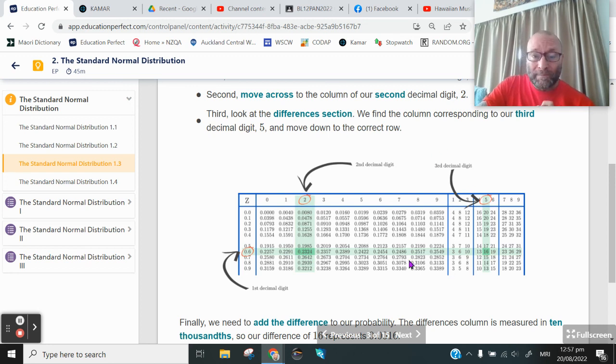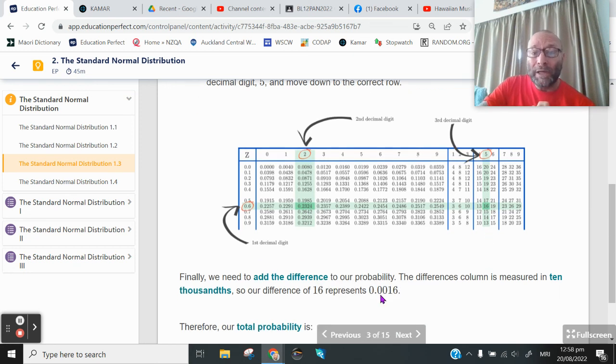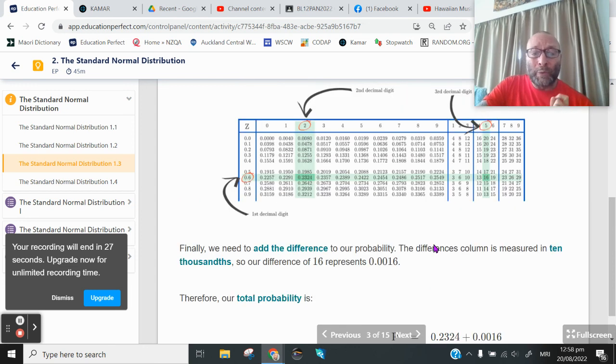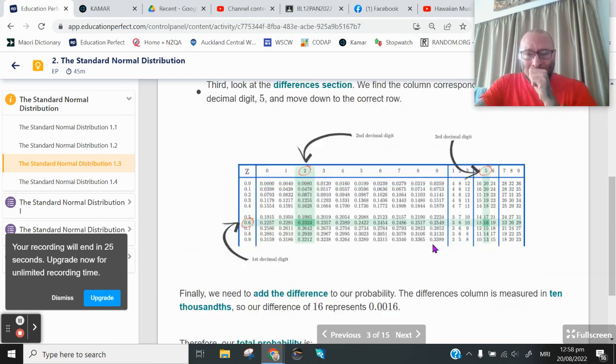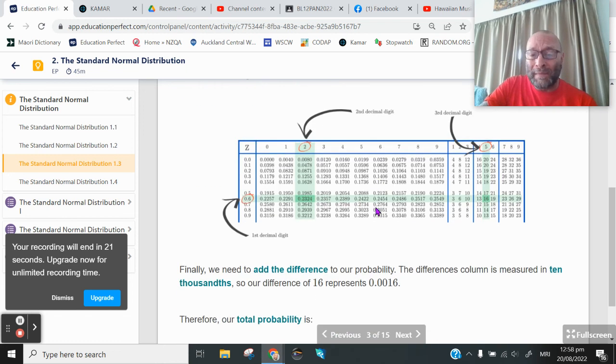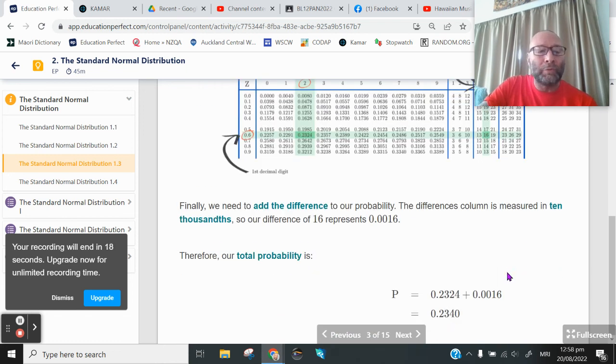And what we're doing is, this is 0.2324. This 16 is actually 0.0016. So that 16 is added to that 24, and that gives us the probability of being between 0 and 0.625 standard deviations from the mean. Those add up to 0.2340. So that's the probability of being between 0 and 0.625 standard deviations.